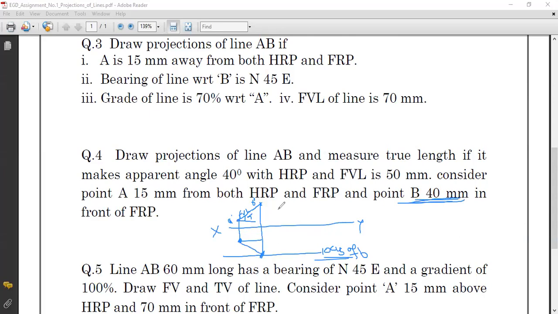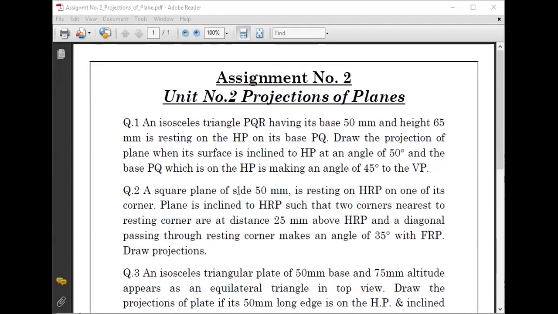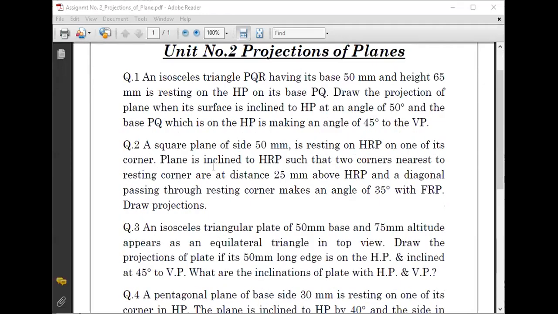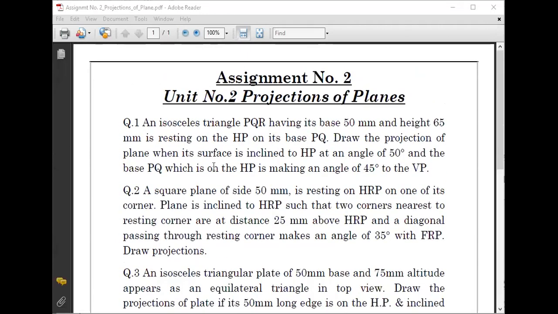Yes, sir. Okay. Any other problem? No, sir. Okay. If not, this assignment I will send today. Projection of plane, this we will not discuss right now. We can see it afterwards. Also try to solve these problems and keep them with you.